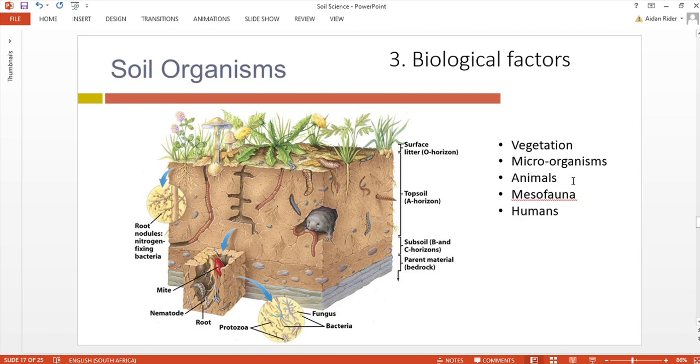Then we look at microorganisms such as bacteria and fungi. They are there because they decompose organic matter and they put back minerals and things into the soil. Then also animals, larger animals. Mesofauna also refers to large animals, so these two actually refer to the same thing. So this will be your earthworms, your larger organisms, and something like your mole. They also create these larger pore spaces and areas inside the soil.